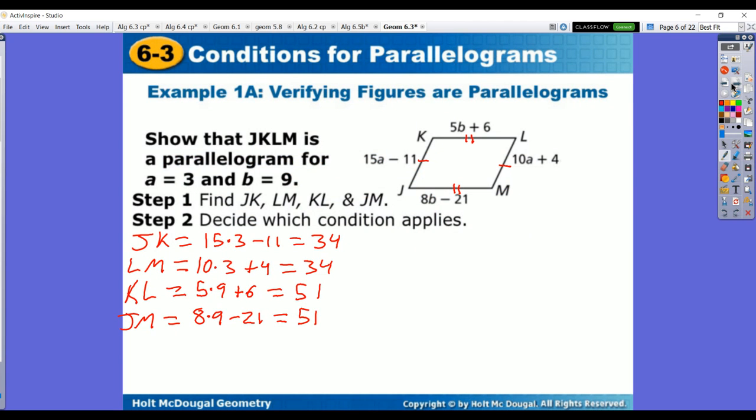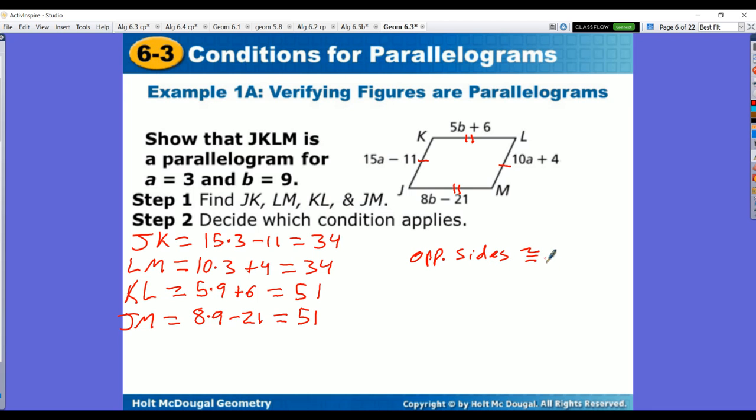We can simply say opposite sides congruent. Then we'll draw an arrow to show our conclusion, that we have a parallelogram. That's our justification to show that it is a parallelogram.